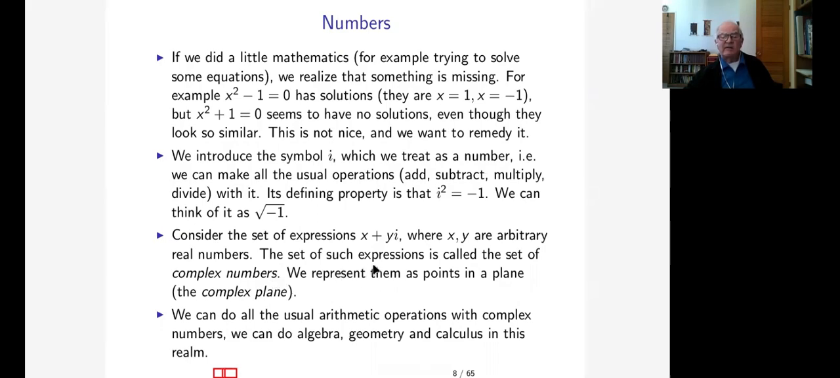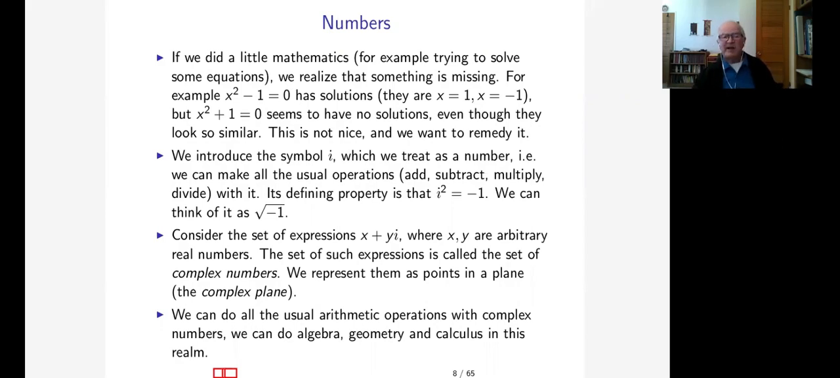And instead of a number line, we have now a plane, a complex plane. Every complex number corresponds to a point in the plane, and every point in the plane corresponds to a complex number. And with these complex numbers, we just do the usual arithmetic, addition, we do calculus, everything that we do with real numbers, we can do with complex numbers.